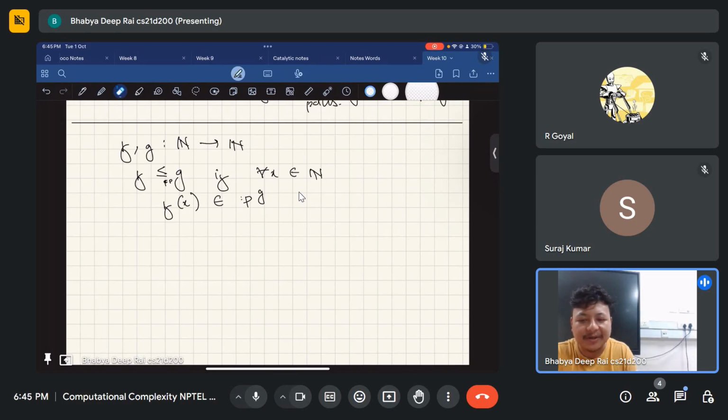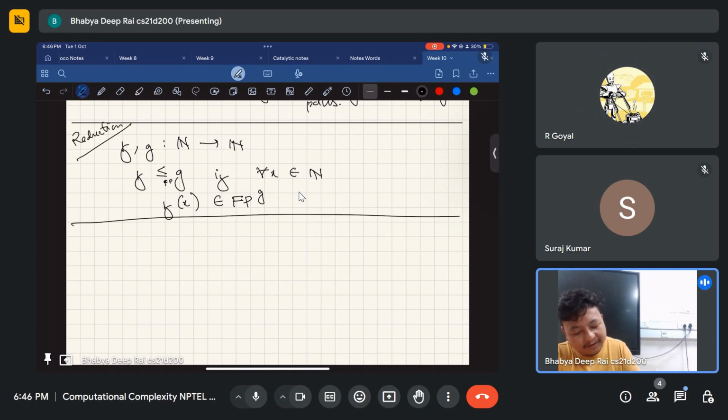Why did I do something like p? Because if it is in p, then it is only able to decide 0 and 1. That is what it means. And this function f goes from natural number to natural number. Okay, so that's why fp. Okay, so this is reduction.